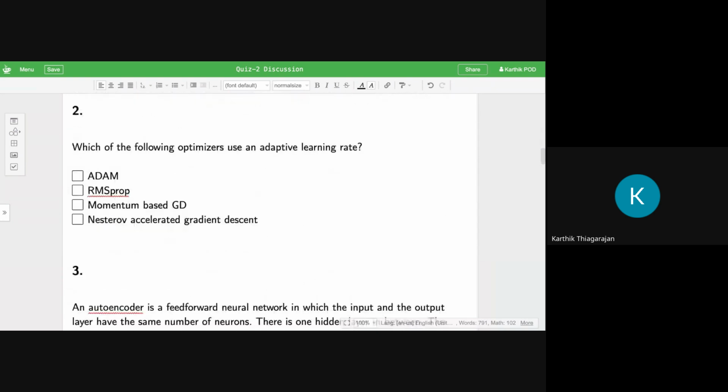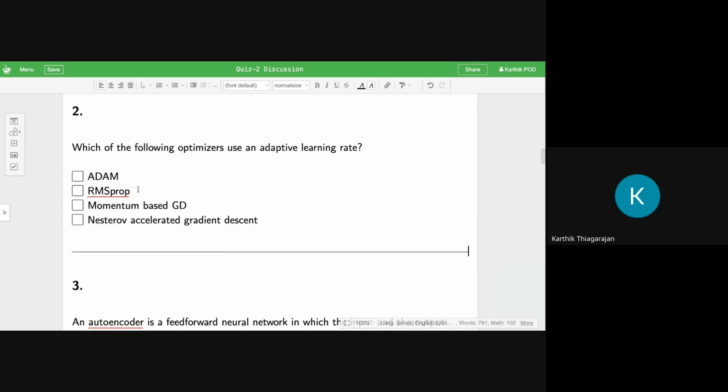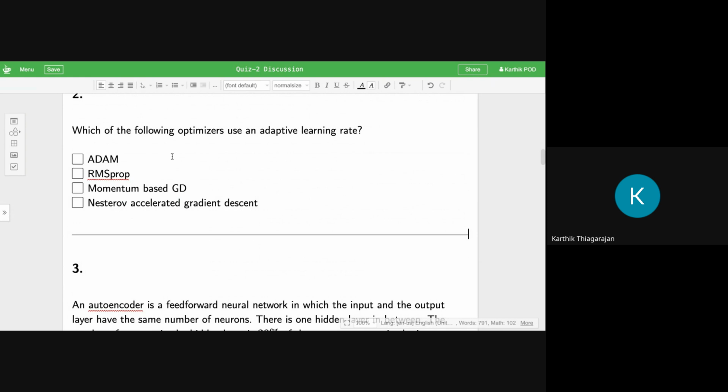Okay. So that is the first question. What about this one? Which of the following optimizers use an adaptive learning rate? It's a giveaway. Which are the two?